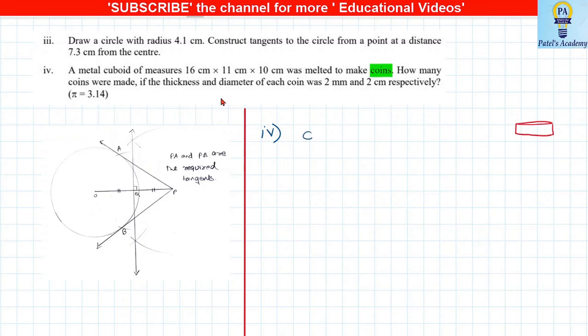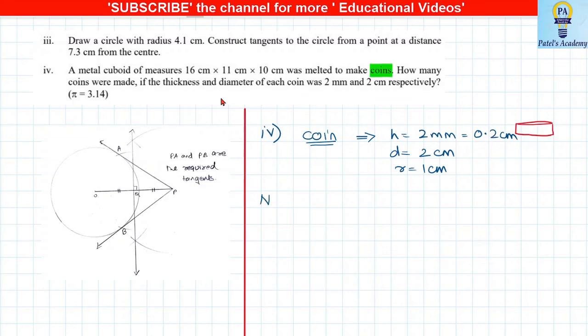So the thickness, let me write over here for the coin. Okay, thickness means height. The height is given as 2 mm and the diameter is given as 2 centimeters. So the radius is 1 centimeter. Okay, now the height is given as 2 mm, so we'll convert it into centimeters. So that is 0.2 centimeter. Okay, why? Because the rest of the terms are given in centimeters. And the question is how many coins can be made?